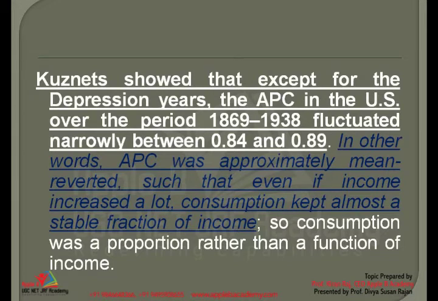So technically we are insisting on the fact that the APC in the long run, over a longer period of time, tended to be more or less constant, as opposed to the existing view wherein APC was greater than MPC. In other words, APC was approximately mean reverted, such that even if income increases a lot, consumption kept an almost stable fraction of income. So consumption was a proportion rather than a function of income.